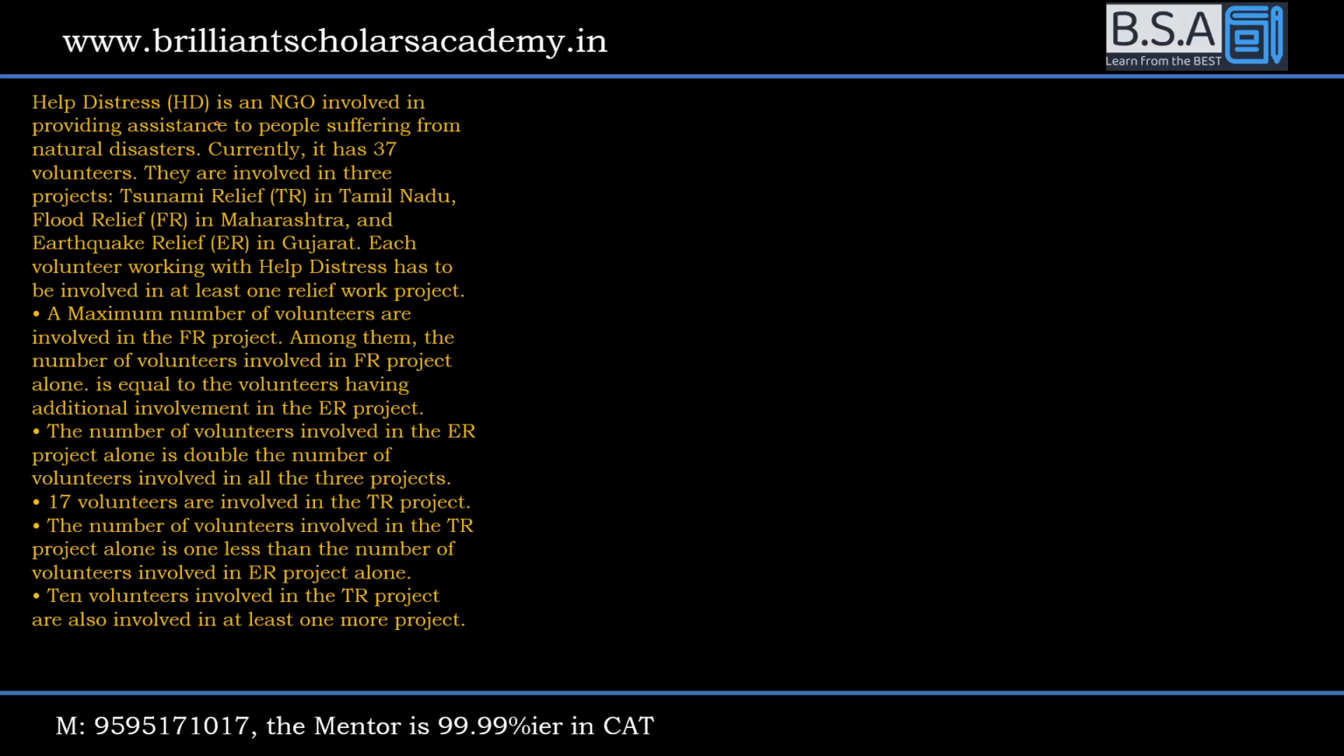Help Distress HD is an NGO involved in providing assistance to people suffering from natural disaster. कोई काम की information नहीं है. Currently it has 37 volunteers. They are involved in 3 projects: tsunami relief in Tamil Nadu, flood relief in Maharashtra, and earthquake relief in Gujarat. Each volunteer working with Help Distress has to be involved in at least one of the relief projects.